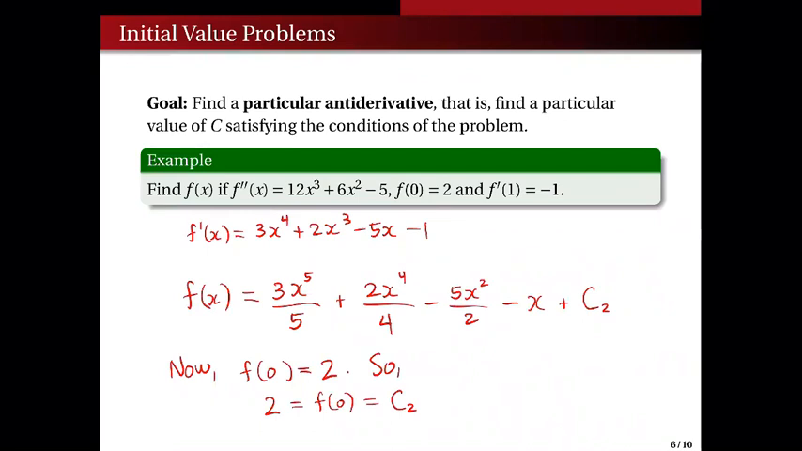And therefore, the desired function is f of x equals 3x to the 5 over 5. And then here I'll just simplify. So plus x to the 4 over 2 minus 5x squared over 2 minus x plus c sub 2, but c sub 2 is equal to 2. So plus 2. So this is the desired function. Okay? Questions?